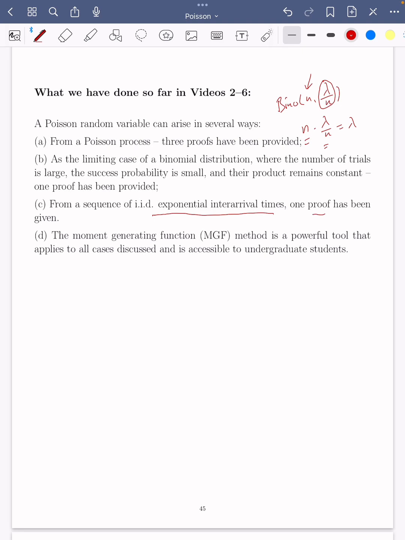So from this discussion, we can see that the moment generating function is a fairly effective tool that applies to all cases. Also, this moment generating function is accessible to undergraduate students, because we do not need to use differential equations. Also, we do not need to use complex functions.